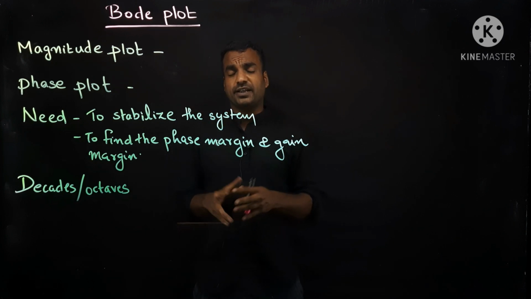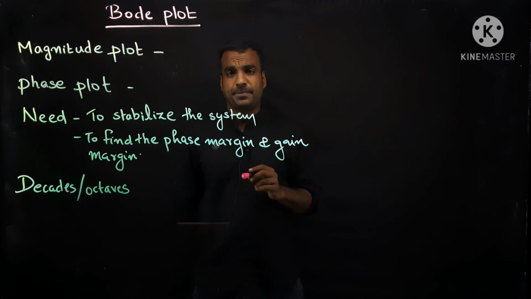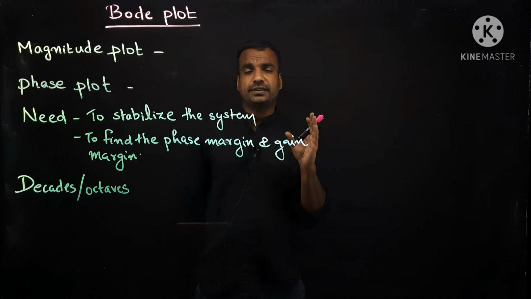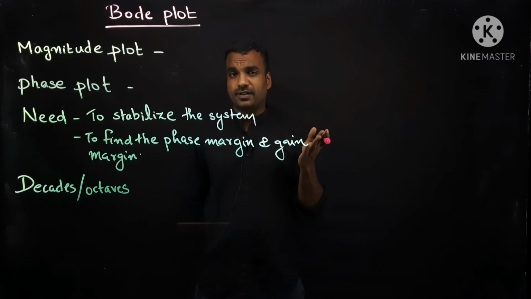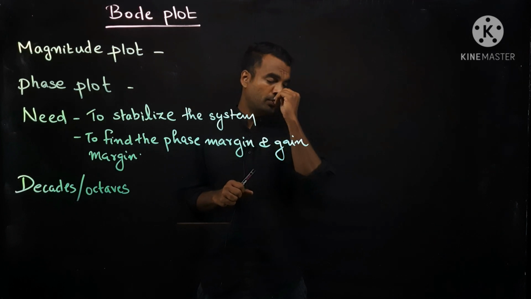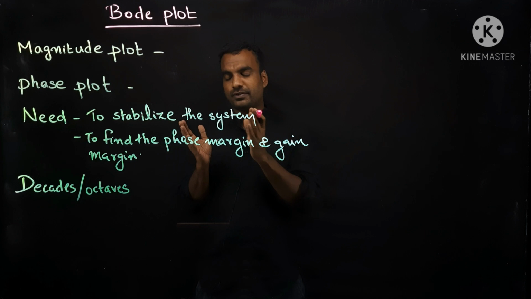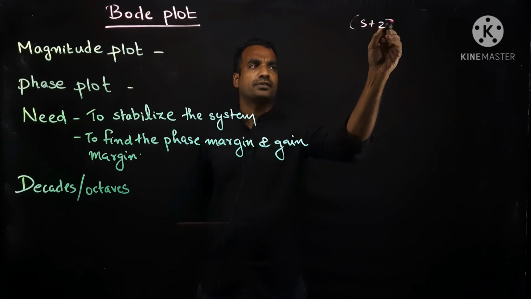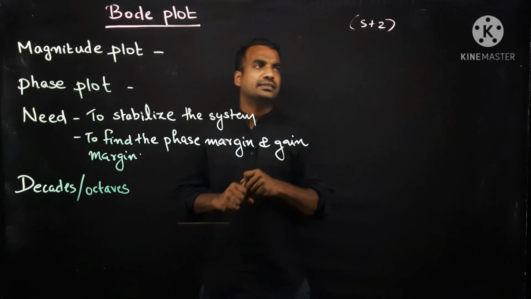So today we are starting a new module where we are discussing Bode plot. Bode plot is basically a frequency domain or frequency response analysis. Wherever s is there, we can put s equal to j omega. For example, if s plus 2 is our function, we can substitute s equal to j omega.